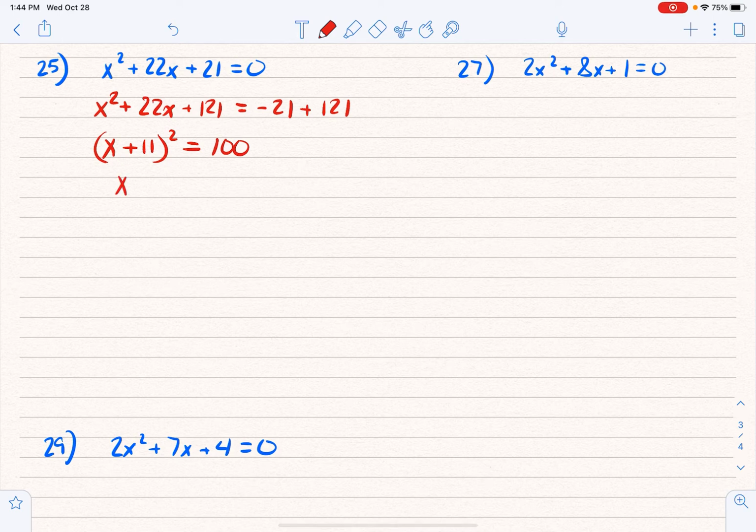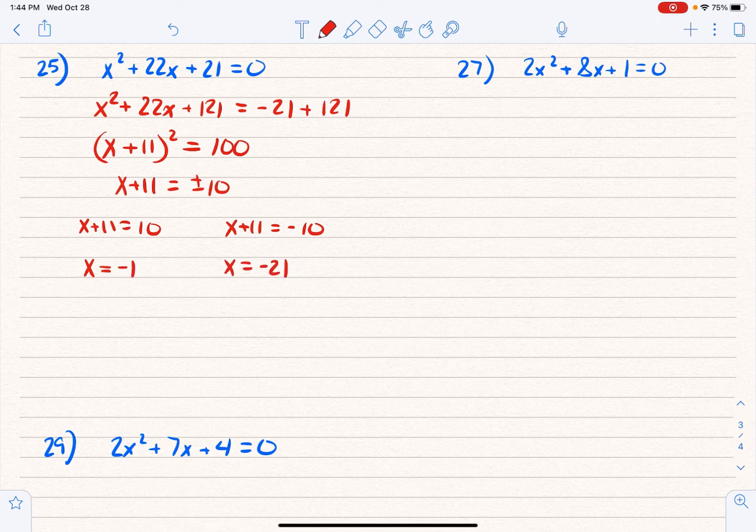Square root both sides, and you get x plus 11 equals plus or minus 10. The square root of 100 is 10. And then you can break this up and say, well, x plus 11 is either equal to 10 or x plus 11 is equal to negative 10. Those are your two possible solutions. Subtract 11 from both sides right here, and you get negative 1. Subtract 11 from both sides here, and you get negative 21. There you have it. Okay, number 27.